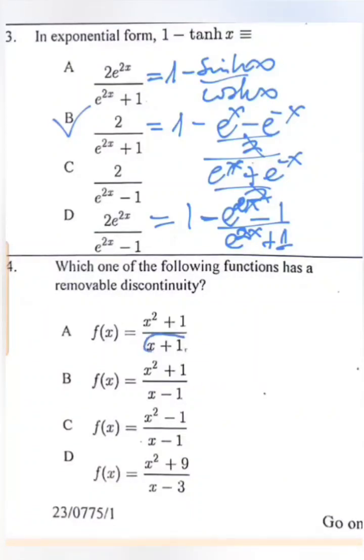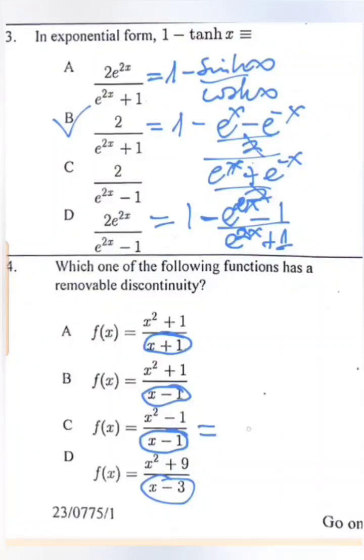Now in the first part, the A part, there is discontinuity because if x is equal to -1, that function will be undefined. In the case of the second one, there is discontinuity because when x is 1, the function will not be defined. And in the case of D, the discontinuity value is x equals 3 because when x is 3, the denominator will be 0 and the function will be undefined. However, in the case of C, there is apparently a discontinuity value at x equals 1 because when x is 1, x minus 1 will be equal to 0 and the function will be undefined.